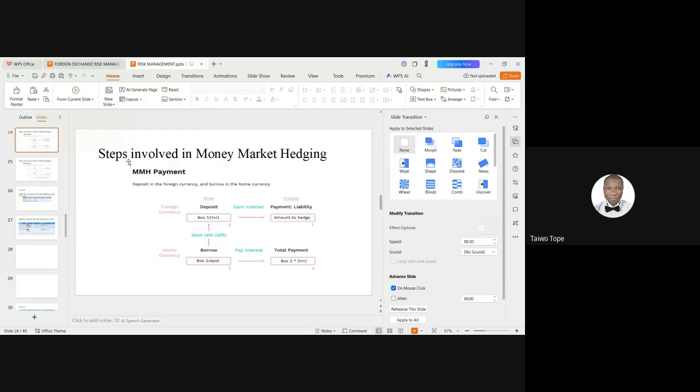If you are to make payments, are you to borrow or deposit? Deposit. Yes. You deposit in the foreign currency now. But how much are you going to deposit?